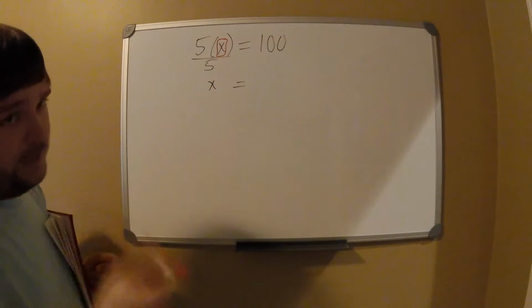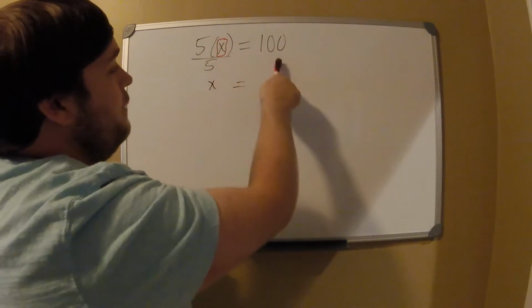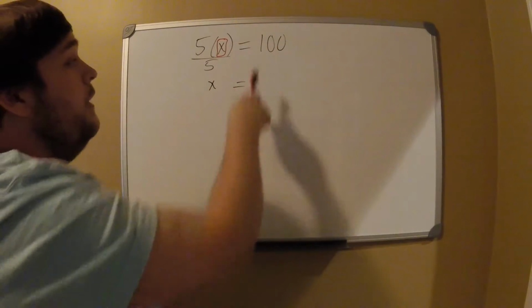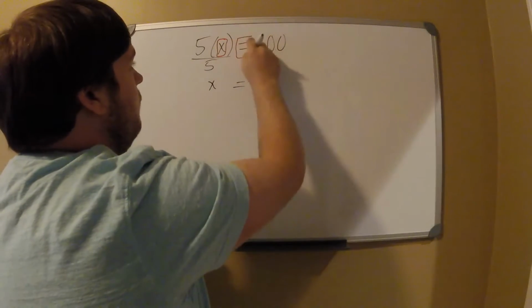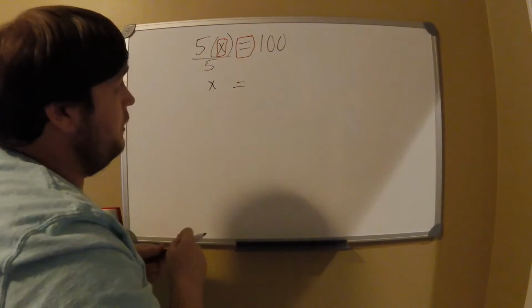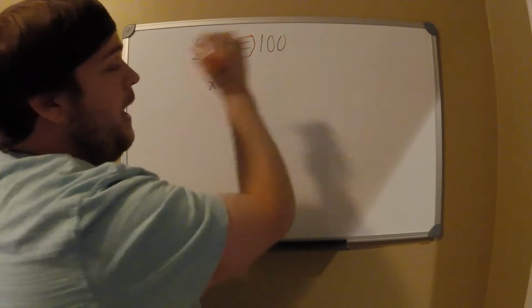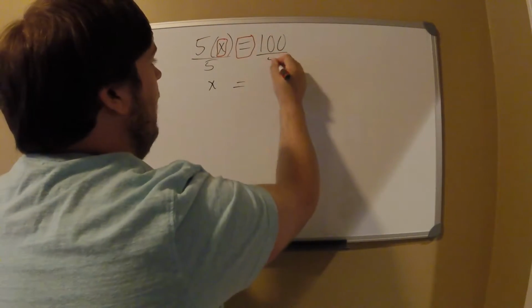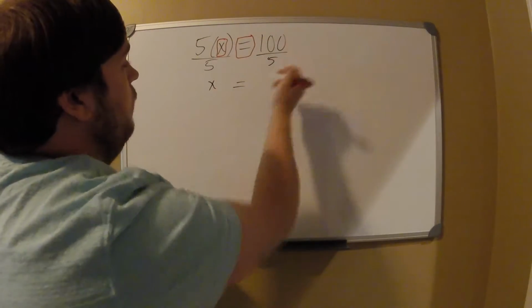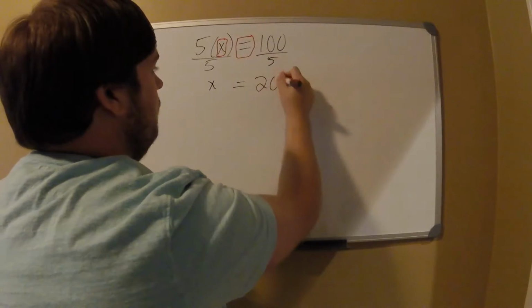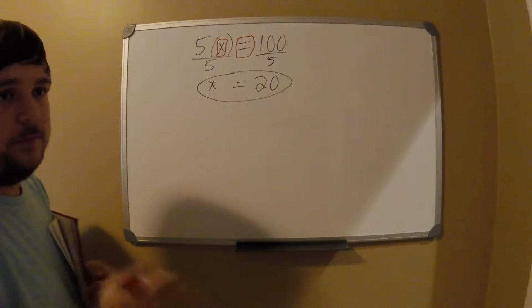But, key thing to remember when you're working with equations, whatever you do to one side, you have to do to the other side. Why? Because of this equal sign right here. Remember when I told you earlier that the equation is saying that something is equal. So if you do something to one side, you have to do it to the other side. So you have to divide this side by 5 as well. And look, 100 divided by 5, x equals 20. It's the same answer.